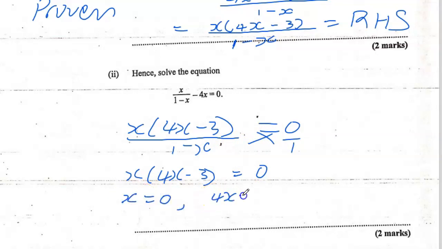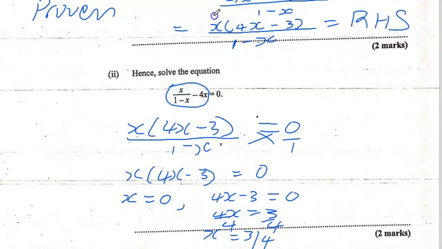Also 4x minus 3 is equal to 0. We solve this equation: 4x equal to positive 3. Divide both sides by 4, so x equal to 3 quarters. So x equals 0 and x equals 3 over 4 would be our solutions. And the reason, remember, is that what we have here on the left hand side, we just proved is equal to this. So we can replace all of this with x into 4x minus 3 upon 1 minus x.